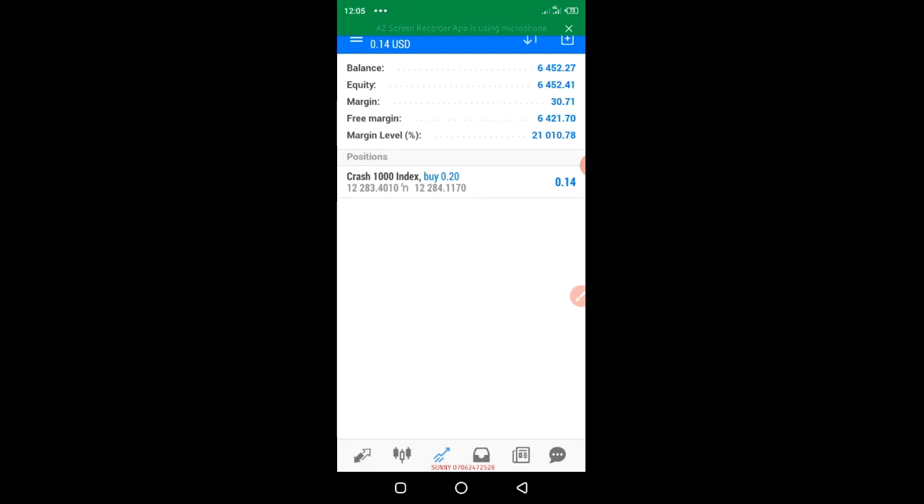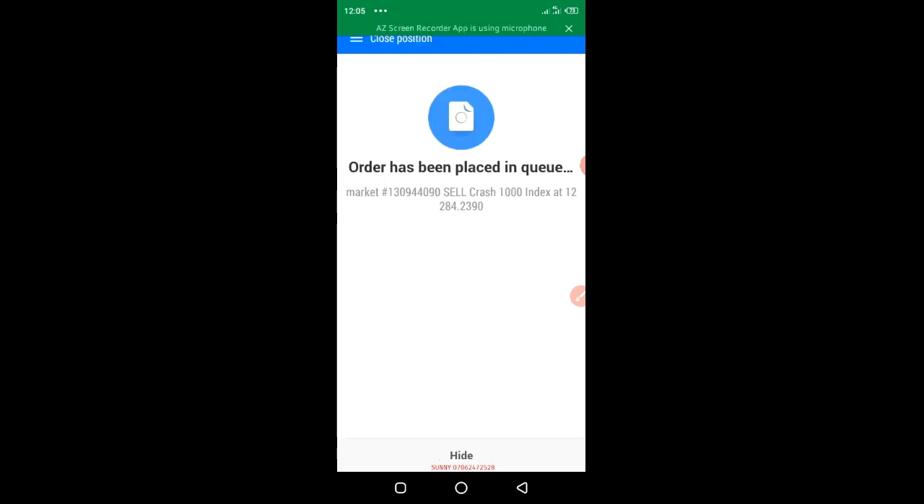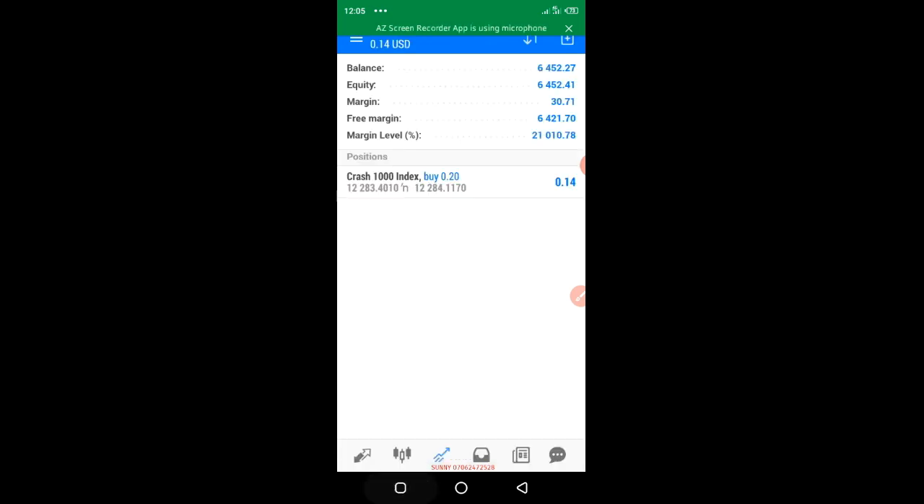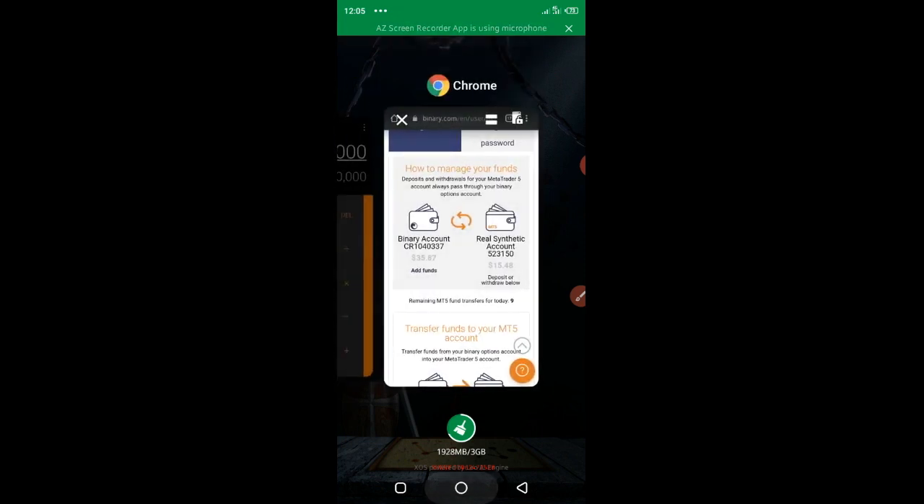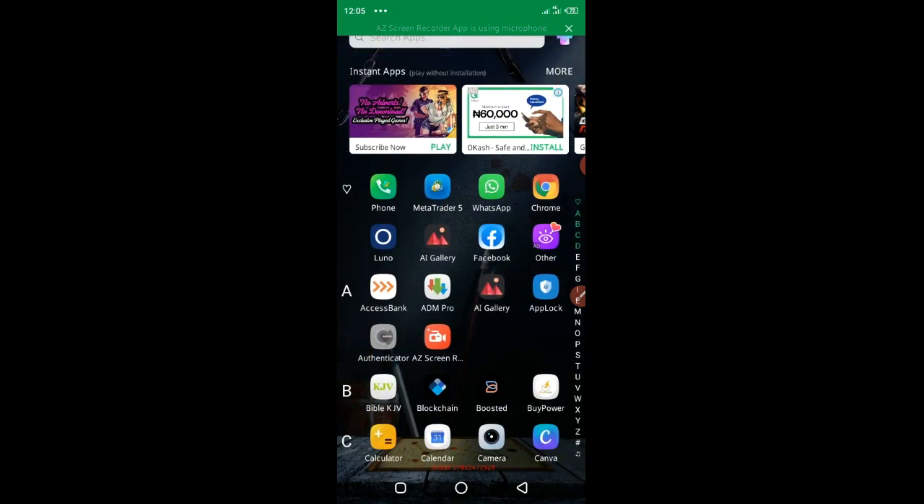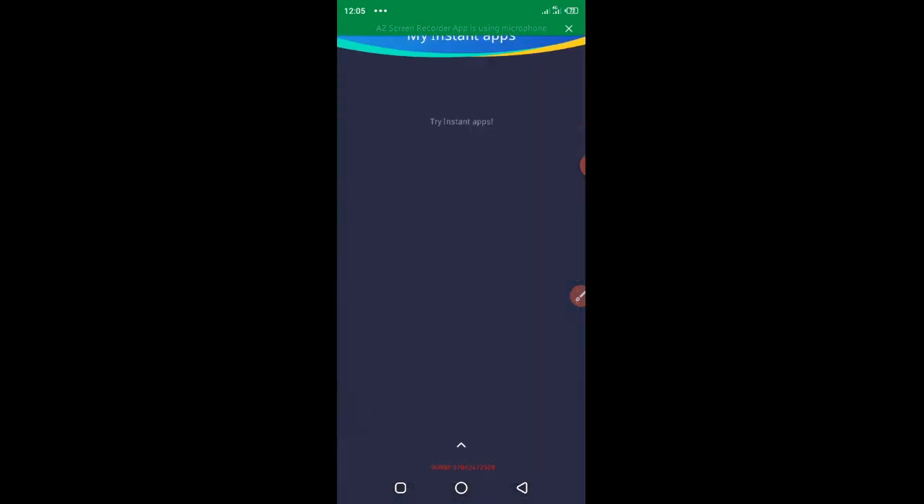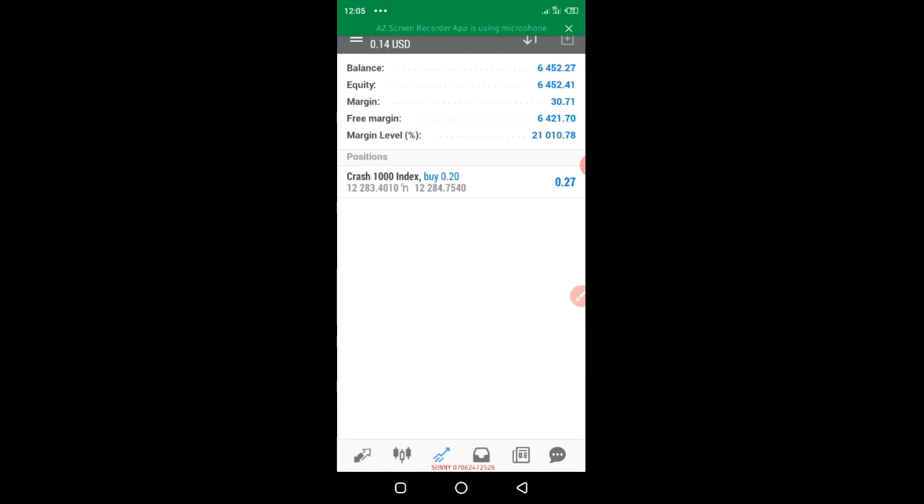My network is kind of disturbing, but it will close. Let me try and close again. Oh, let me just restart this MT5. I guess I'm going to do MT5 again. Where did I click? Okay, I'm here. Oh, it's still buying, but I'm not supposed to buy up to this point. Okay, I'm going to close it now.